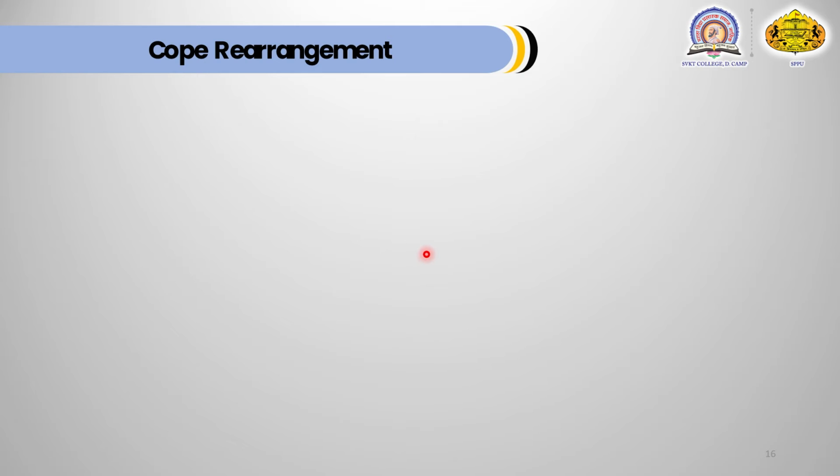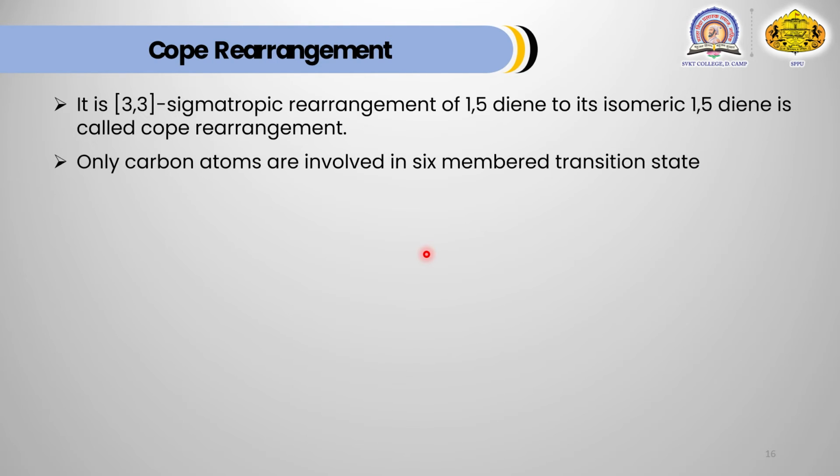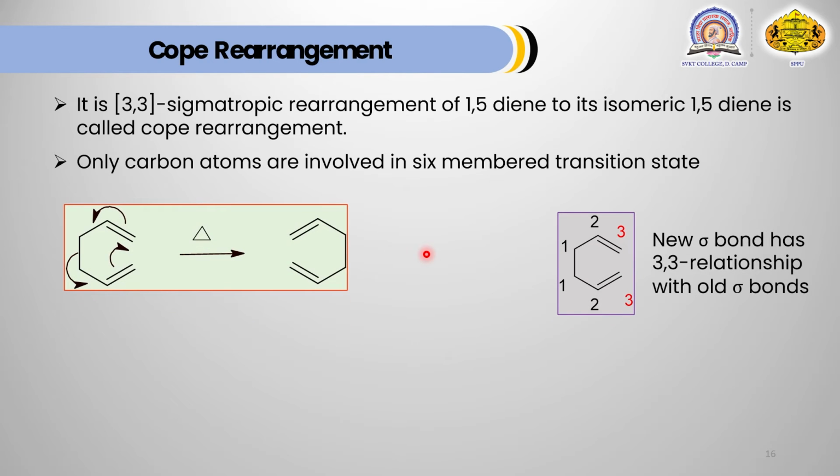Now the second rearrangement reaction of today's lecture is the Cope rearrangement reaction. Cope rearrangement is very similar to Claisen rearrangement. The difference between these two rearrangements is that in Claisen rearrangement there is an oxygen atom involved, and in Cope rearrangement, all carbon atoms are there. There is no oxygen atom.